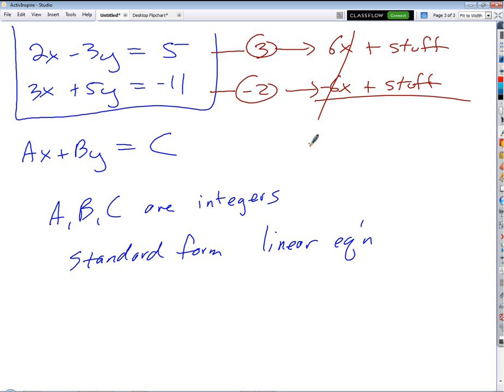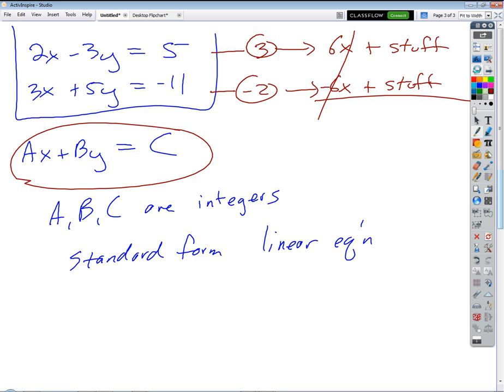What I want you to notice about this is the way that the linear equations were always written. They were always written in this form: a number times x plus a number times y equals a number. That's what we call standard form for a linear equation. No big deal. Where a, b, and c are just integers, positive or negative whole numbers. So that made it easier for us to solve the system.